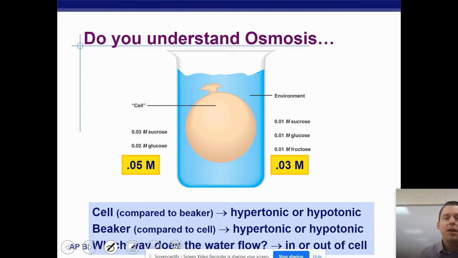Right? So the cell has 0.05 molar. The environment has 0.03. So the cell is hypertonic because it has more dissolved substances. The beaker is hypotonic because it has fewer dissolved substances. So if we are in a hypotonic environment, water is going to go into the cell. Notice when we say the solution is hypotonic, we mean the solution of the environment is hypotonic, water is going in, and the cell could burst or swell.